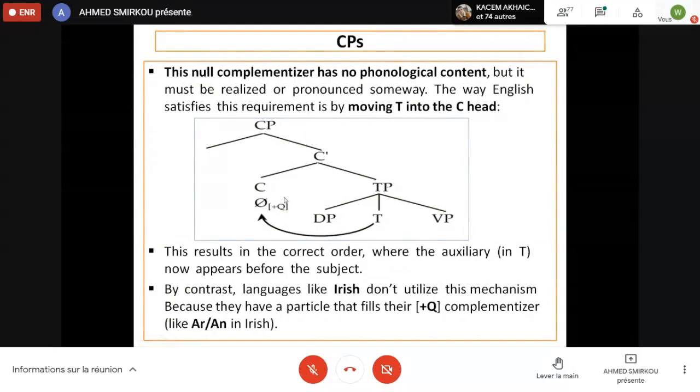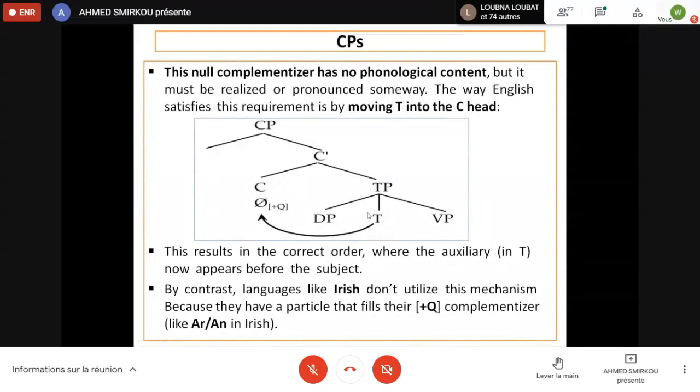And languages that already have a complementizer, such as Irish, already have "an", so you simply write "an" here, and there is no movement of T to C. Similar to English in embedded clauses. In embedded clauses, there is that, if, etc. So you don't need to move T to C because you already have that here. In questions, there is no complementizer. You need to move T to C.